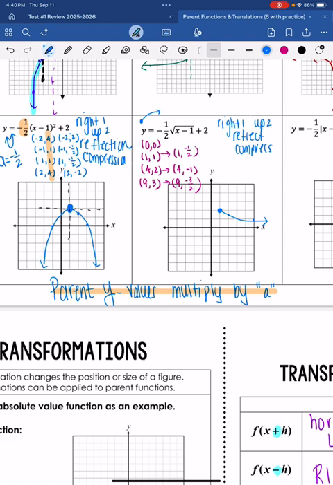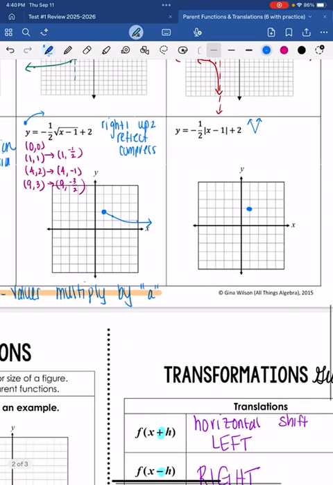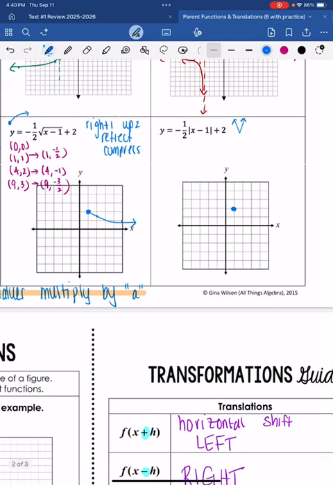Okay, last one. Absolute value is a V. I am very confident that you can create the parent points off the top of your head. Absolute value of negative 2 is 2. Absolute value of negative 1 is 1. 0, 0, who cares? Absolute value of 1 is 1. Absolute value of 2 is 2. I'm going to multiply only the y values by a, which in this case is negative 1/2. The x doesn't change.